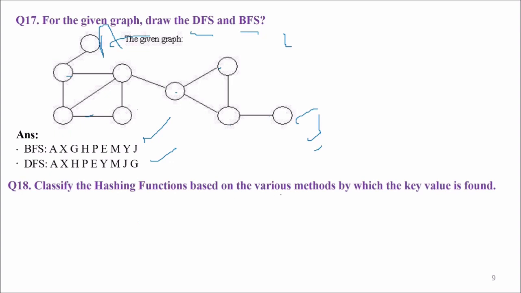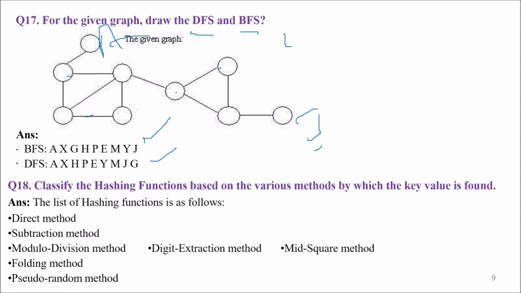Classify the hashing functions by the various methods by which the key value is found. You can have various hashing functions. It can be the direct method, subtraction method, modular division method, digit extraction method, mid square method, folding method, pseudo random method. These are all the methods you can apply for a hashing function.